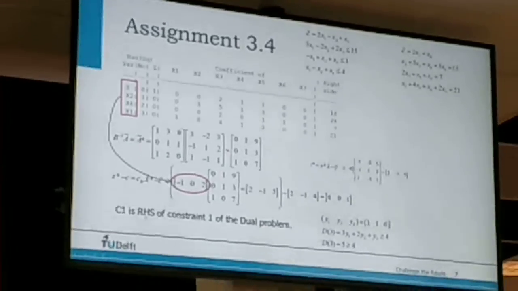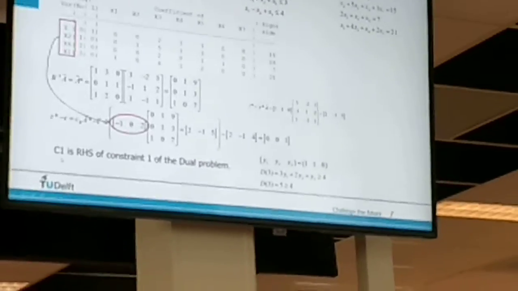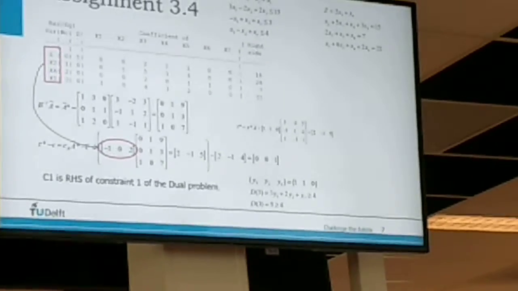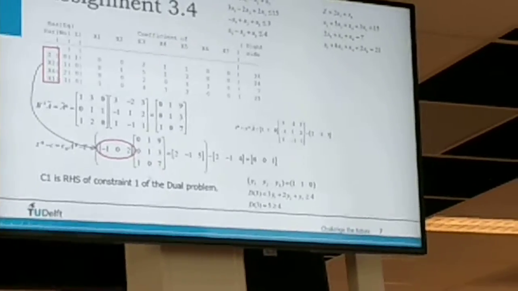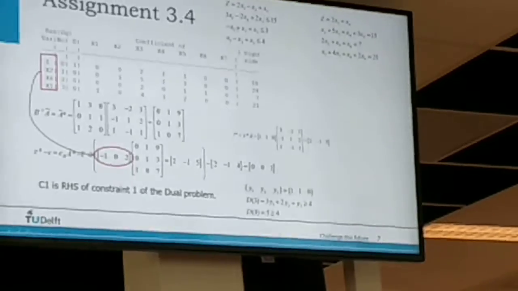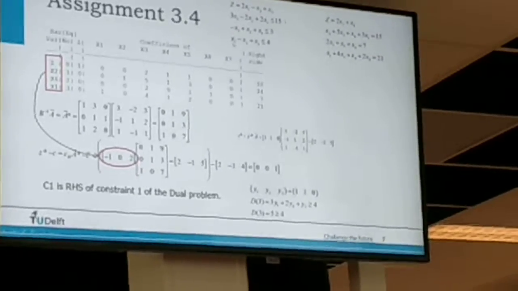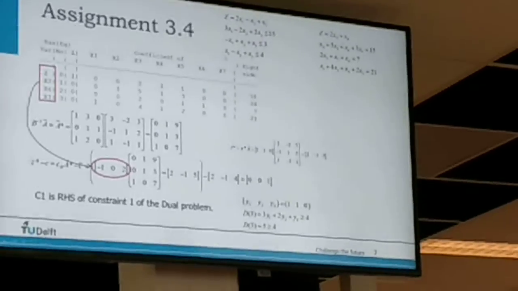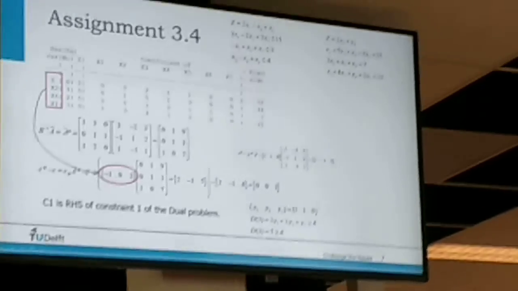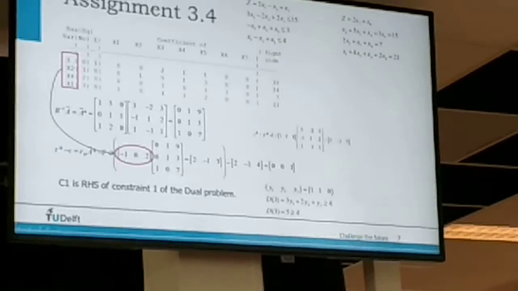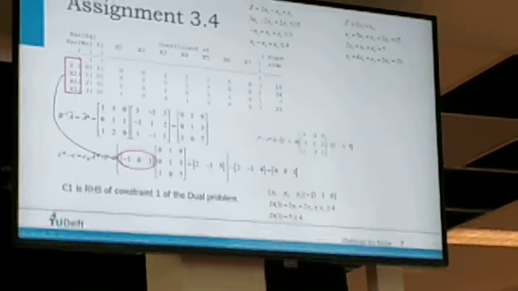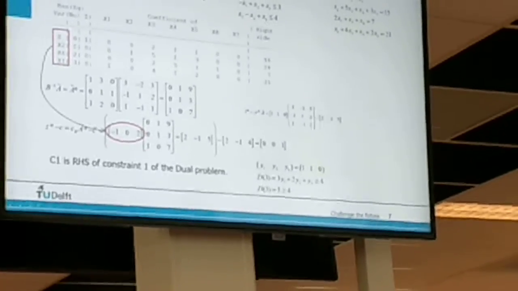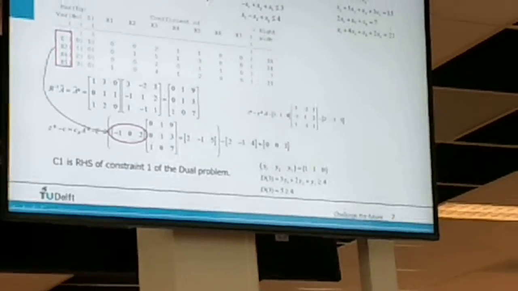What we can also see at constraint 1, if we look at our dual problem, is that C1 is the right-hand side of constraint 1 of the dual problem. So if we look at constraint 1 for the dual problem, it's 3 y1 minus 1 y2 plus 1 y3. That has to be larger or equal to 4. So that's our new cost coefficient.